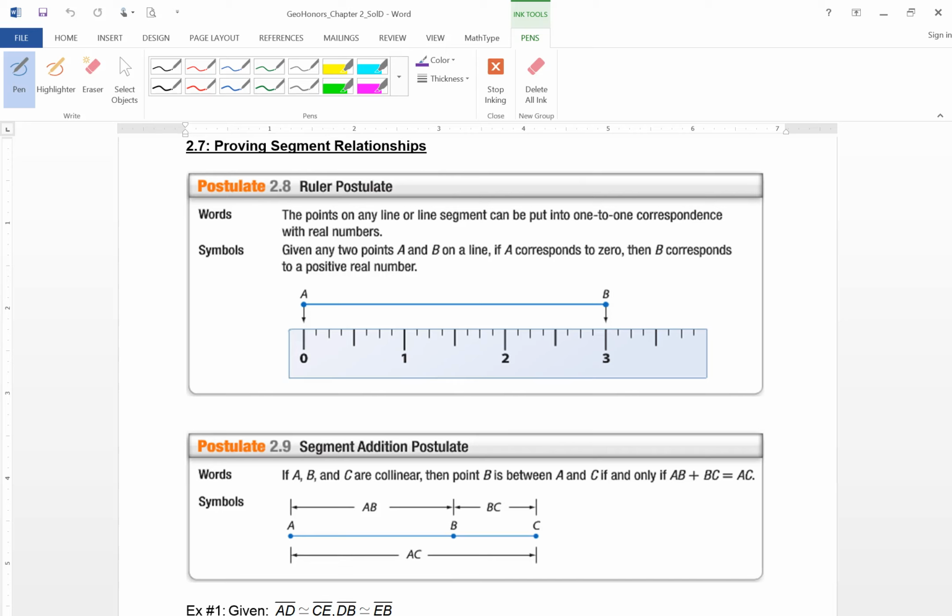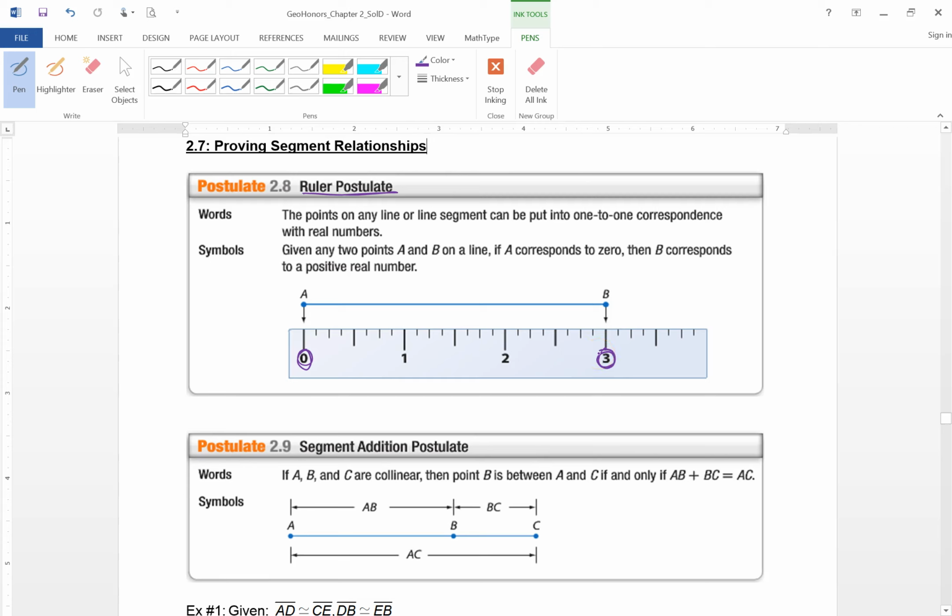All right. In this section, we're going to talk about a couple of new postulates, and then we're going to use them to write proofs of segment relationships. All right, so the first one we're going to talk about is the ruler postulate, which says you can basically apply coordinates to any 2 points on a line or on a segment, okay?